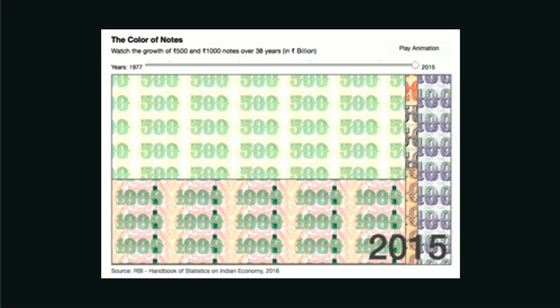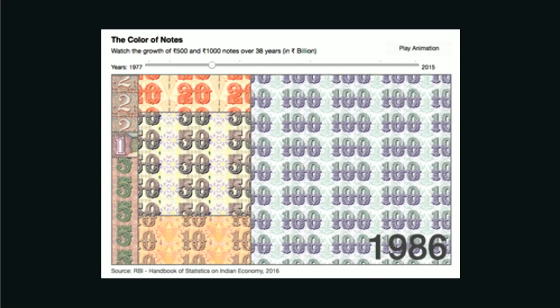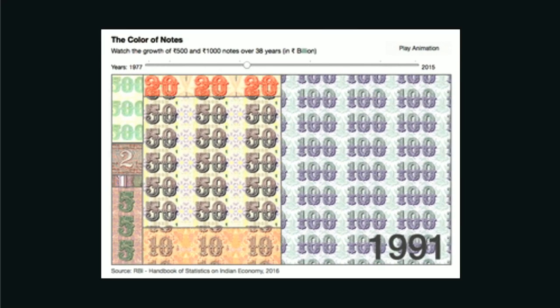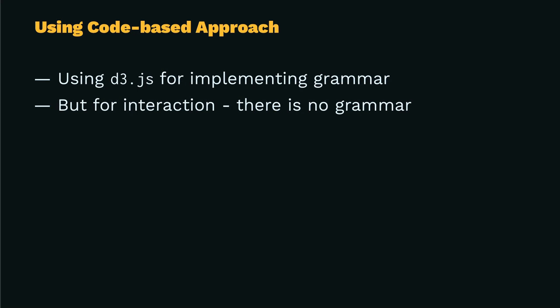So this was great. I was like, okay, I can now do this, and I started to do D3, and D3 is really nice because it does implement the grammar of graphics, right? So this was partially built in D3 because it does implement the grammar of graphics, but it does not do interaction because there is no grammar. So the interaction element in D3 or any of the library abstractions built on top are all very imperative, right? They're all imperative.